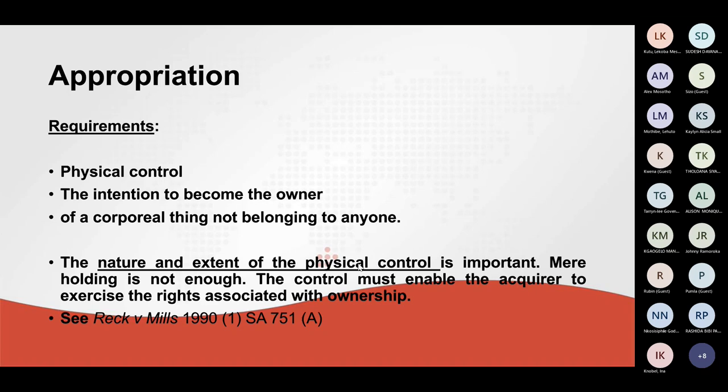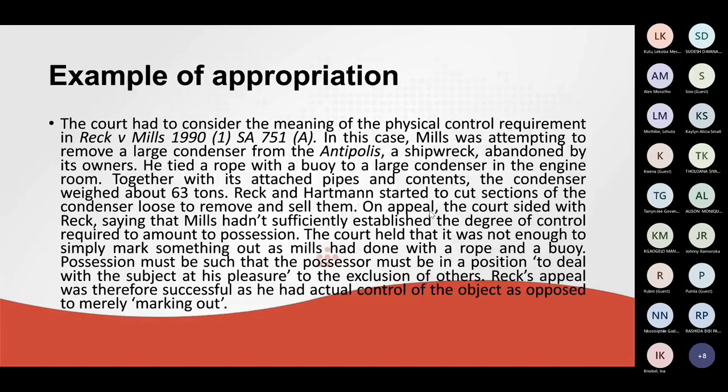So the nature and extent of the physical control is important. Mere holding of the thing is not enough. The control that you have must enable you to exercise the rights associated with ownership. An example that illustrates appropriation is the case of Rick versus Mills.